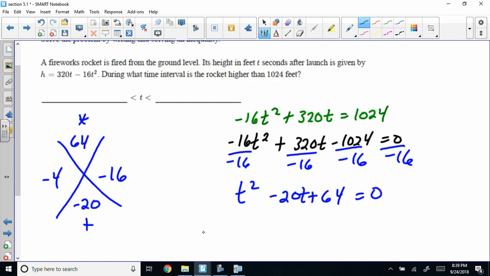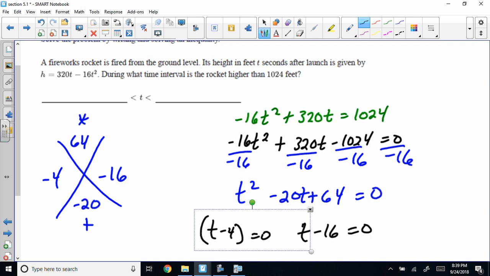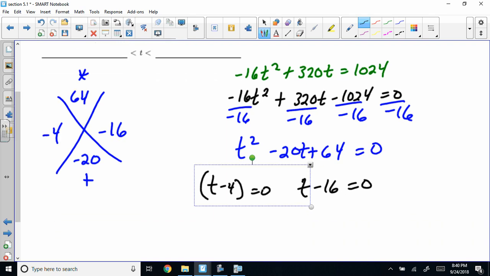So t minus 4 equals 0, and t minus 16 equals 0. So t equals 4 and t equals 16. So it has to be greater than 4 but less than 16. That's when it will cross 1024. It'll be higher than 1024 between 4 and 16.